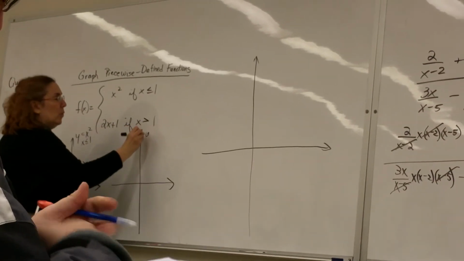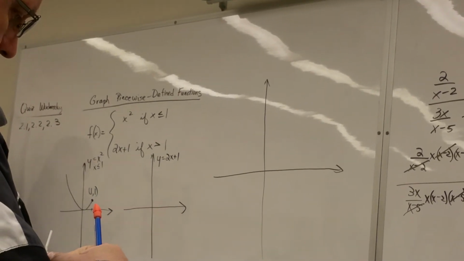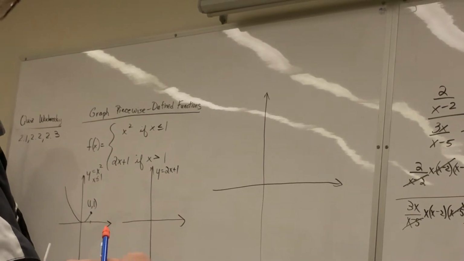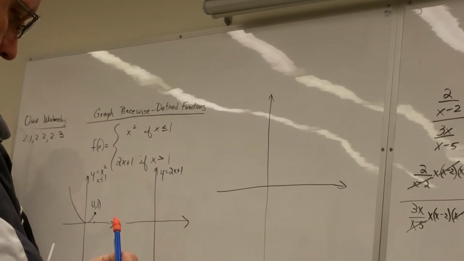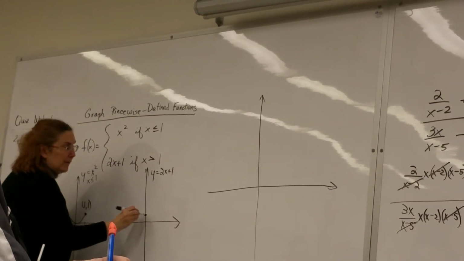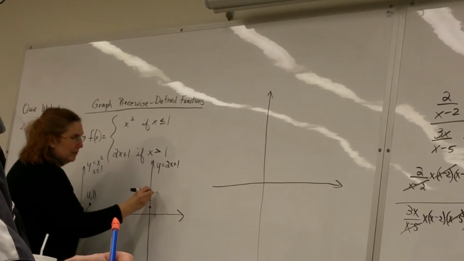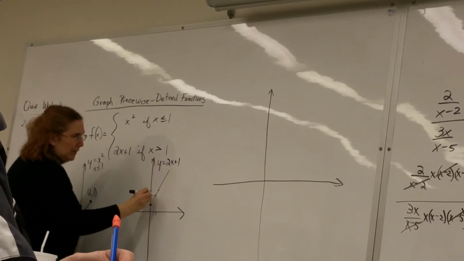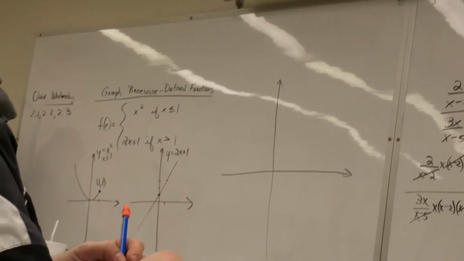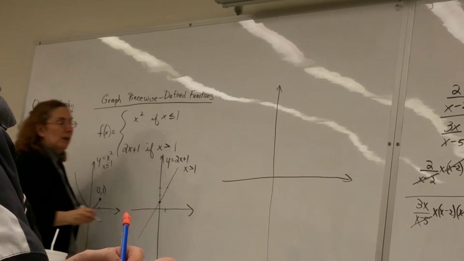Second graph, y equals 2x plus 1. So what is it? What's that shape? It's a line. What's the y-intercept? 0, 1. What's the slope? 2. 2, right 1, connect the points together. But I don't want the whole graph. I only want the graph where the x values are greater than 1.